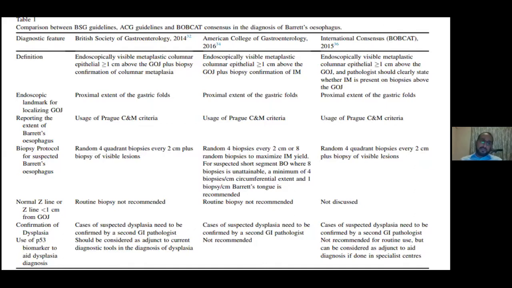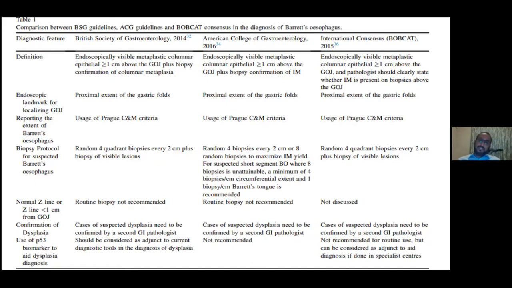From the endoscopic landmark, the same: it's the proximal extent of the gastric folds. They're using the Prague criteria for all three. Biopsy protocol, almost the same, just the difference for the 8 random biopsies. There's the four-quadrant Seattle protocol. Z-line routine biopsy is not recommended.